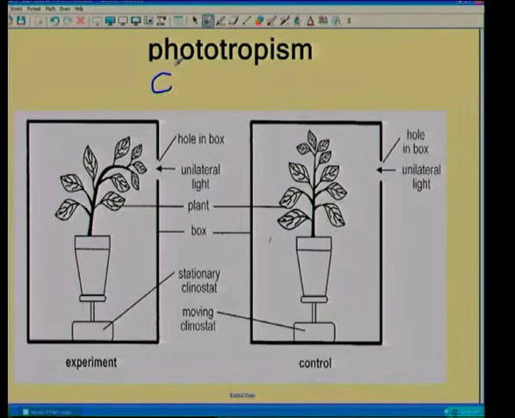I'm going to write it big here: clinostat. A clinostat is an apparatus which we use for phototropism, or to show any kind of growth movement. There's a way to remember this. If the clinostat is stationary, it is the experiment. In other words, the clinostat just sits there, because remember, you've got to set your two experiments up identically, because the one is a control and the one is the experiment.